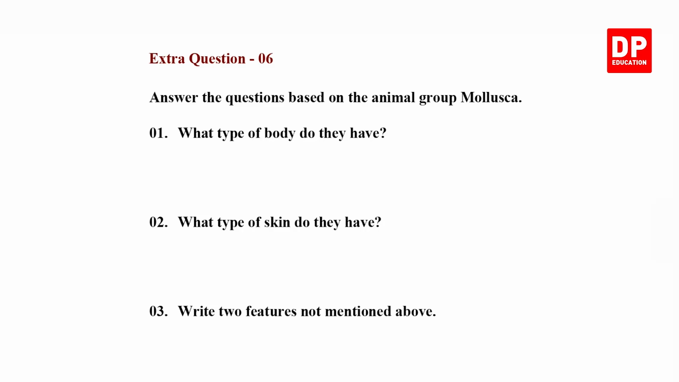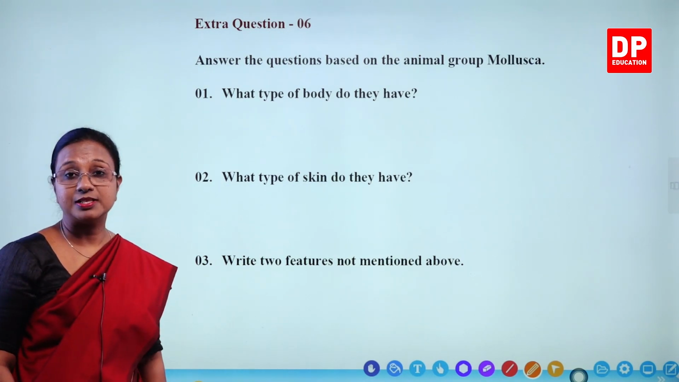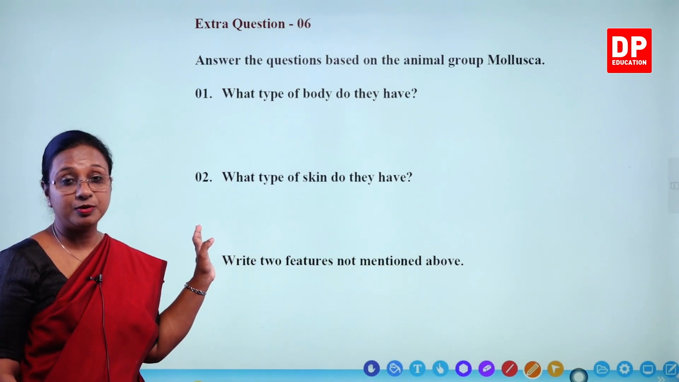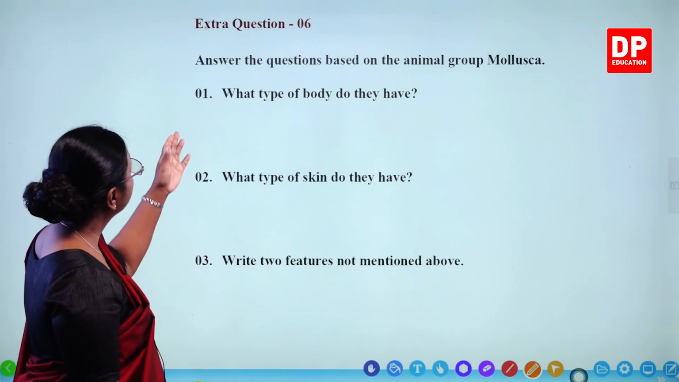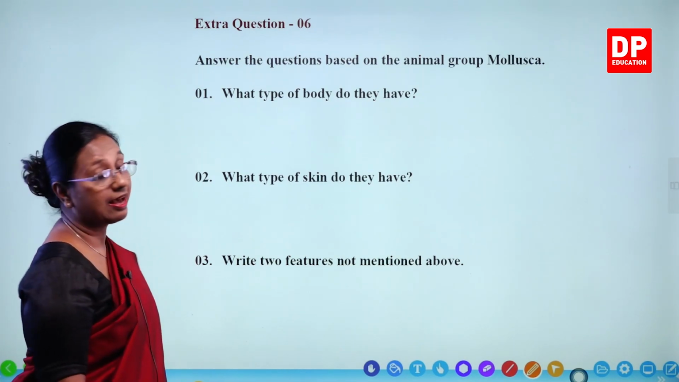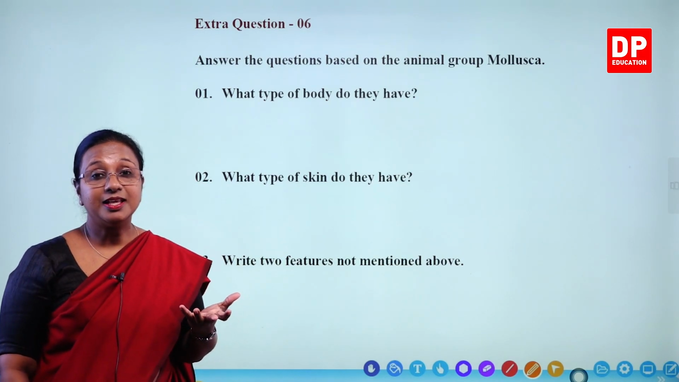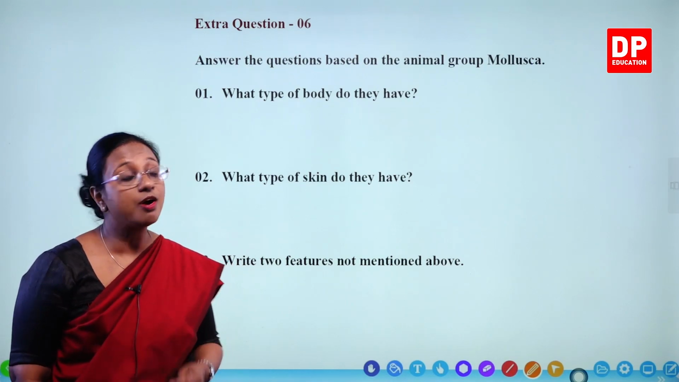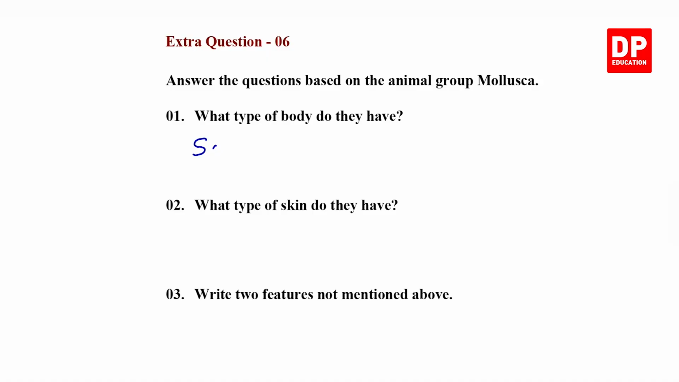Extra question 6. Answer the questions based on the animal group Mollusca. So this is another group. Mollusca is an invertebrate group. You can remember that they don't have a vertebral column or a backbone. What type of body do they have? That's the first question. They are soft-bodied animals. So they have a very soft body.